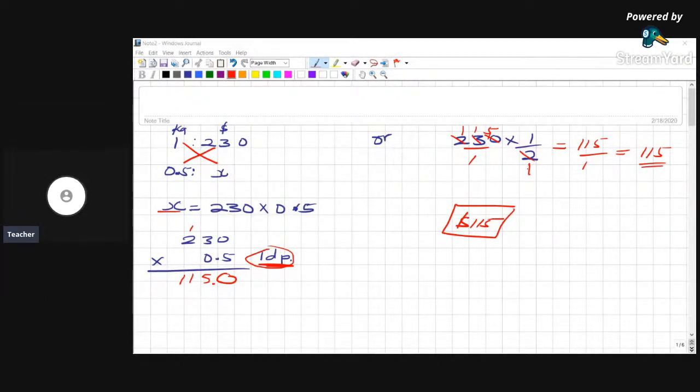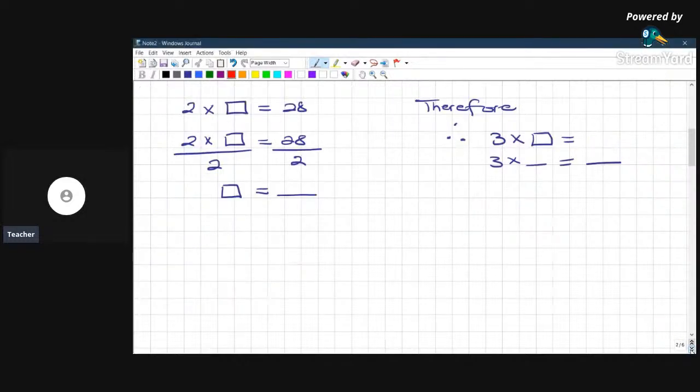So let's move on to number 2. Again, if you're just joining, we're at page 77 and I'm moving on to item 2. So let's scroll down. Item 2 says, if twice a number is 28, what is 3 times that same number? Let's go with that again. If twice a number is 28, what is 3 times that same number?